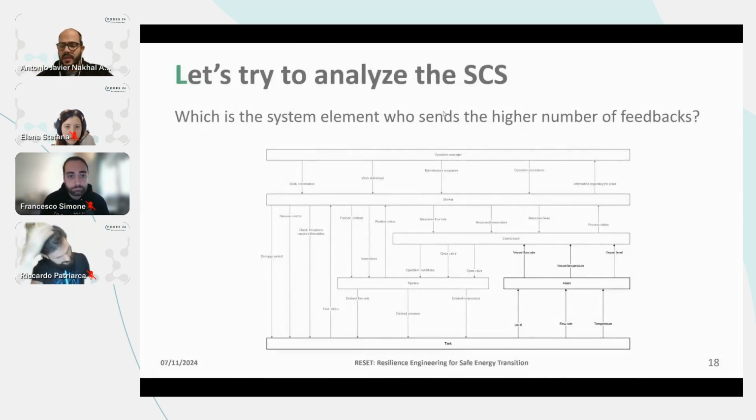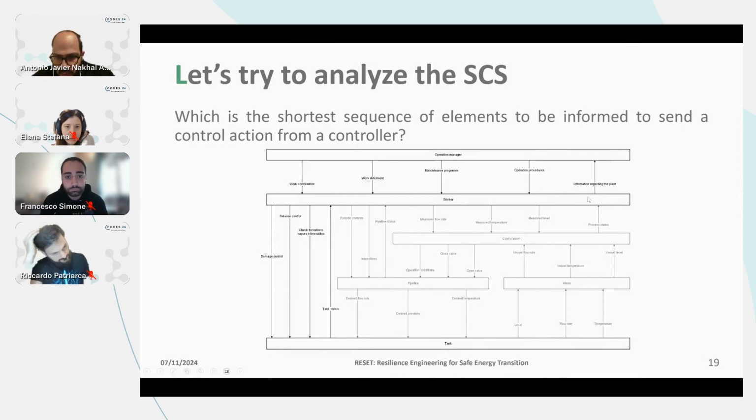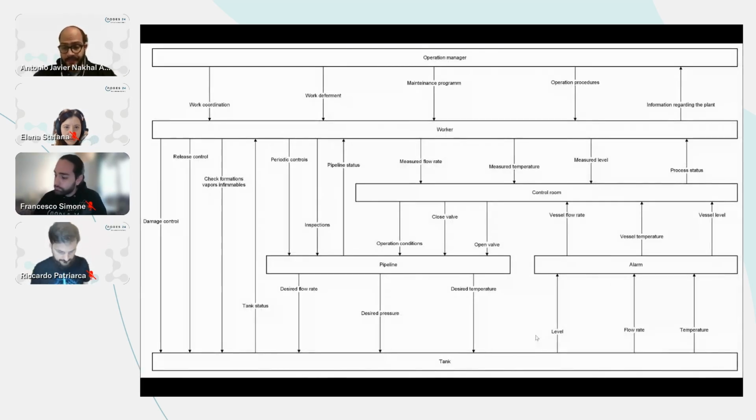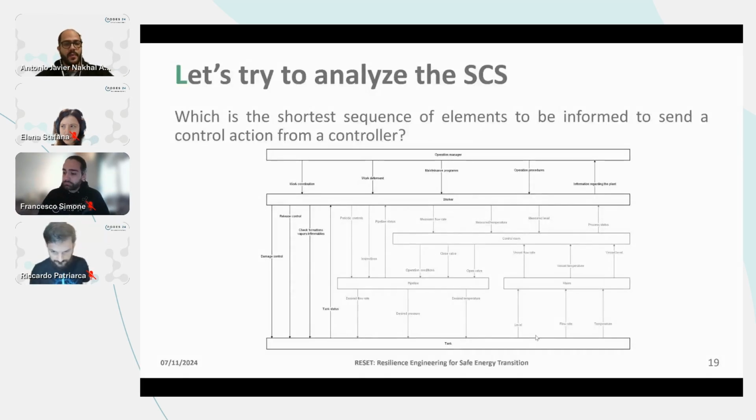Now, for the first question, we know that these three here, between the tank and the alarm, the level, flow rate, and temperature measures, are the feedbacks that inform the controller how the tank is operating in the process. And also, for example, which is the shortest sequence? We know that the tank and the worker, we see this path, that is the tank, worker, and operation manager, to give more information or communication on how the process is working.